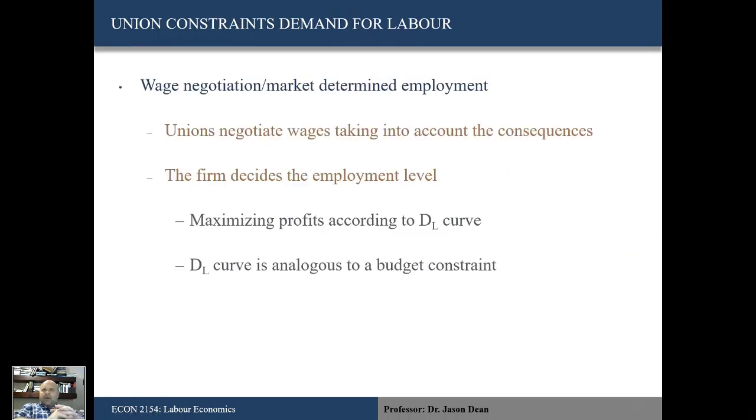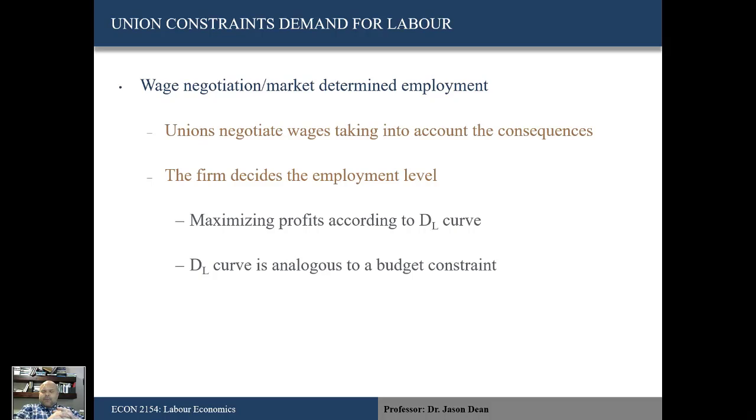So in this model, we're going to say that unions negotiate wages and they're going to take into account the consequences. In this first setup, the unions are going to just negotiate the wage with the firm, and then once that wage is negotiated, the firm will decide what the employment level is. And of course, as we saw in earlier chapters, the firm is going to take the wage as given and then maximize profits. If you remember, the demand for labor curve was essentially the marginal revenue product curve. So here we're just doing that same procedure.